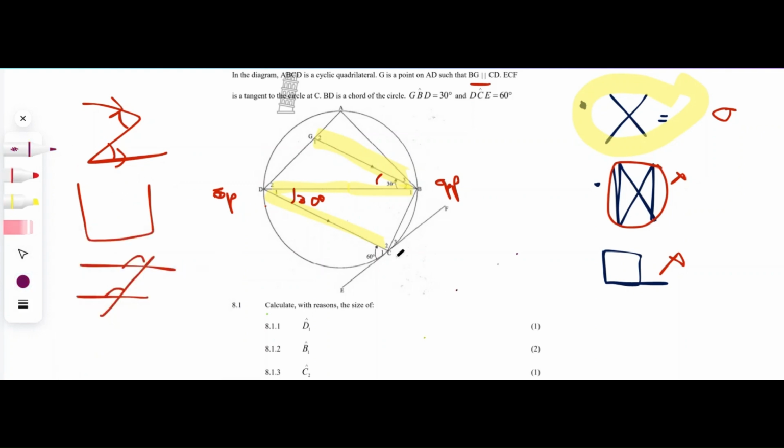Now, for corresponding angles, you have to identify an angle that comes before one parallel line and another angle that comes after the other parallel line. Great example of this would be G2. G2 comes right before BG, which is a parallel line. So G2 is going to equal D2 plus D1 plus D1 because of corresponding.